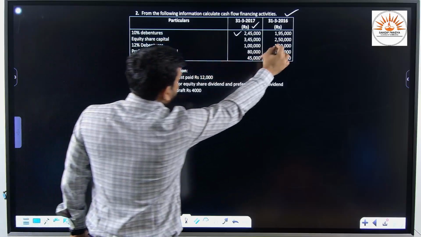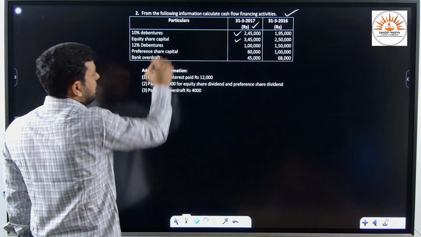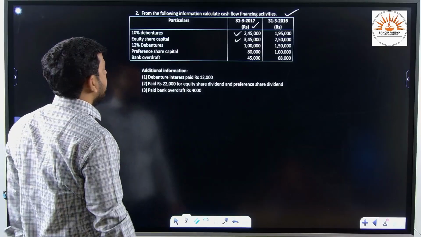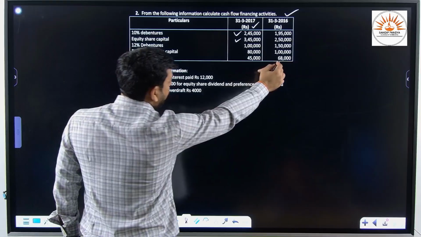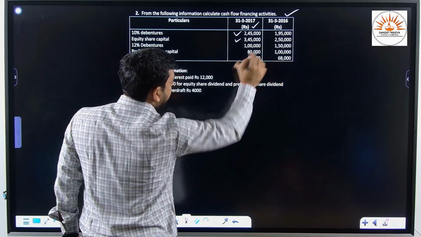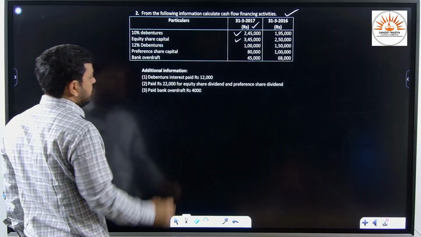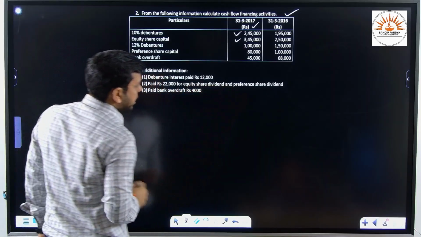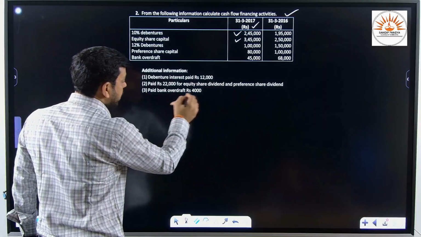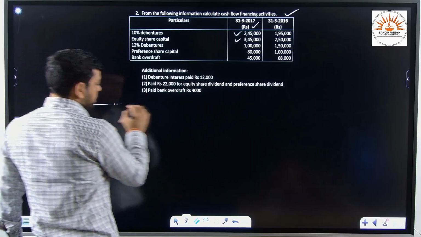Equity share capital 2,50,000 and closing value is 3,45,000. 12% debenture, that is 1,50,000 and 1 lakh. Preference share capital 1,80,000. Bank overdraft we have been given 68,000 and 45,000. One by one, we have been given the additional information: debenture interest paid 12,000, paid 22,000 for equity share dividend and preference share dividend, and paid bank overdraft interest rupees 4,000. So let me show you the calculation, how we shall write.